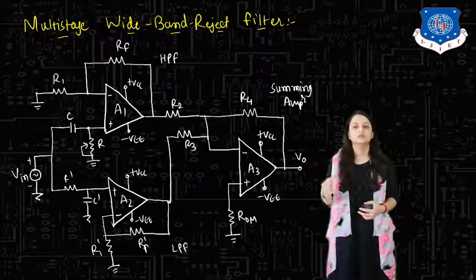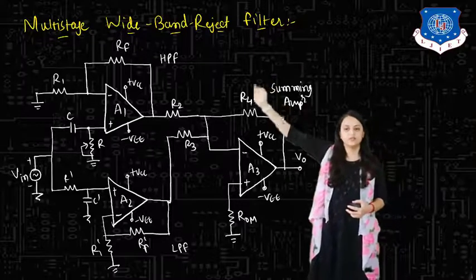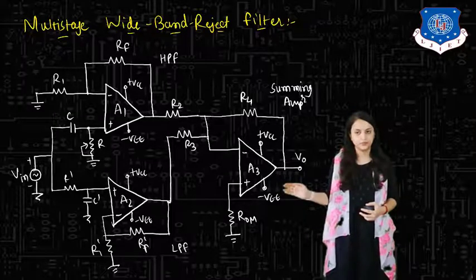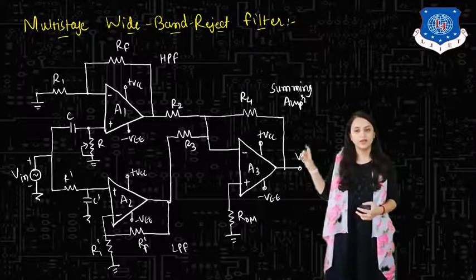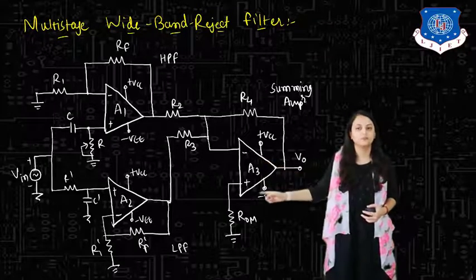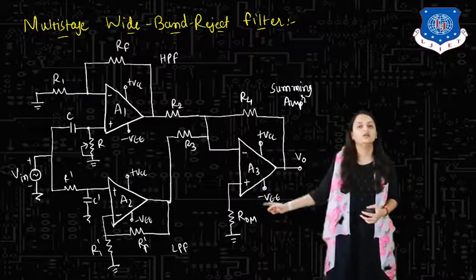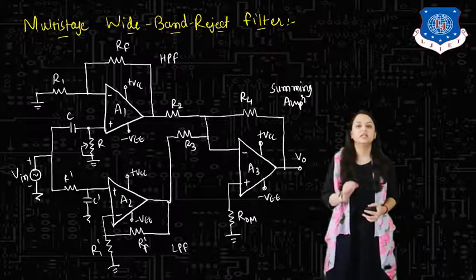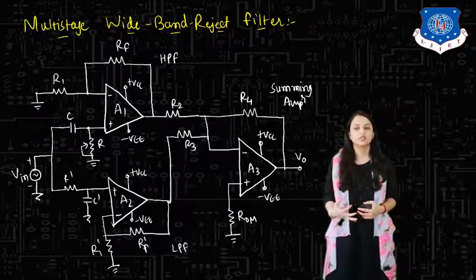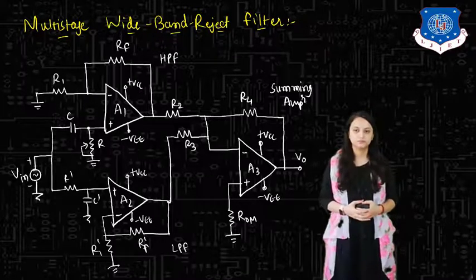Here RF is the feedback resistance. So the first one is the high pass filter, the second one is the low pass filter, and the third one is the summing amplifier. The output of each amplifier, A1 and A2, is given to the inverting terminal of the op-amp A3. For the non-inverting terminal, the resistance ROM is connected to the ground, where ROM is called the offset minimizing resistance. Okay, different resistance values R1, R2, R3, R4, R dash are shown over here.